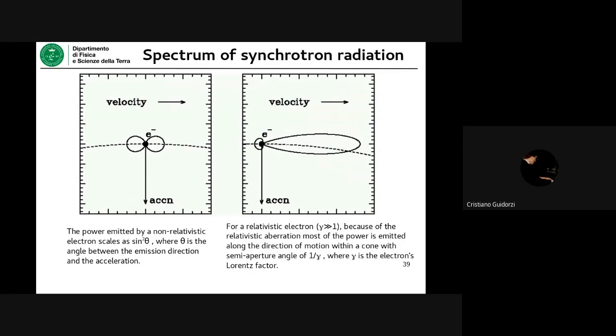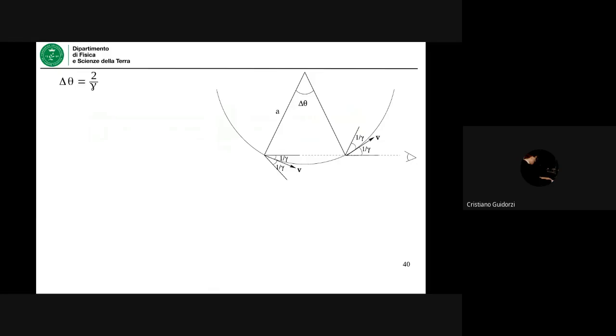So if you imagine you are an observer receiving radiation from these kinds of electrons, you see that relativity has a strong impact on the kind of signal that you receive, and we will see in a moment in more detail what I mean. So let's suppose we are here on the right. This is our eye, our detector. This is a piece of the trajectory of the electron, okay?